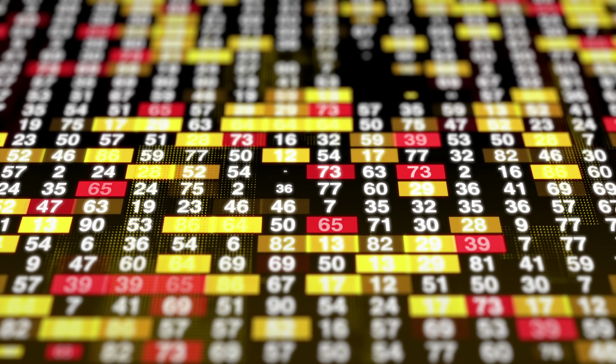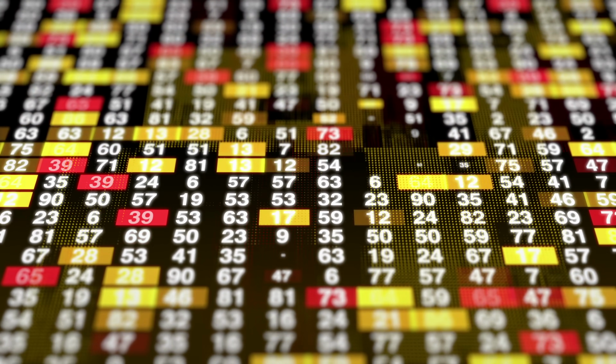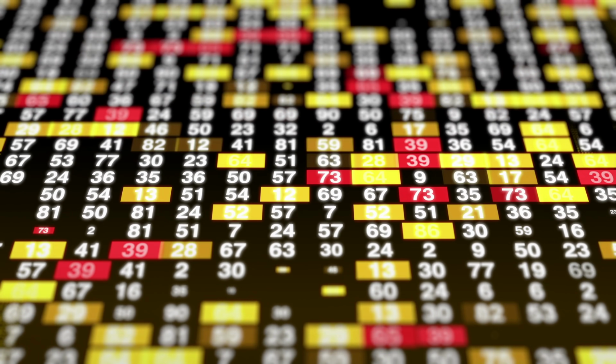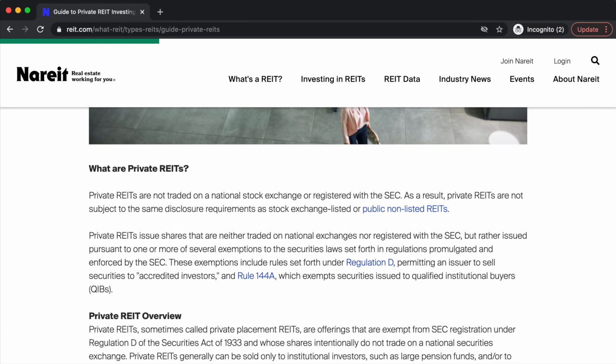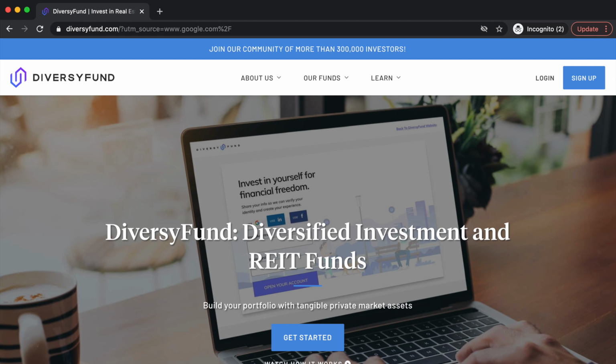First, you've got public REITs, which are what Realty Income and WP Carey are. They're traded on major stock exchanges or in over-the-counter markets. But then you've also got private as well as non-listed REITs, which aren't traded on stock exchanges. Some of these alternative REITs have their own investing platforms that allow you to directly invest through their website or smartphone app. Fundrise, Realty Mogul, and DiversiFund would be some examples of non-listed REITs you can invest in using Robinhood or whatever brokerage platform you use.